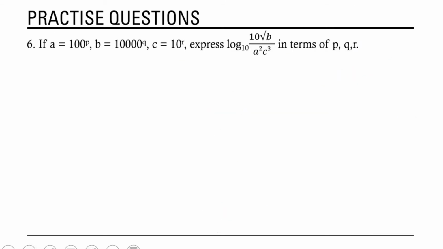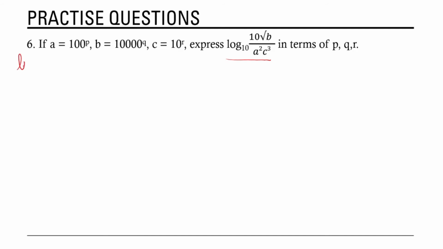The next question is, if a is equal to 100 raised to p, b is equal to 10,000 raised to q, c is equal to 10 raised to r, express log 10 root b divided by a square c cube to the base 10 in terms of p, q and r. So, we have to find log of 10 root b by a square c cube to the base 10.